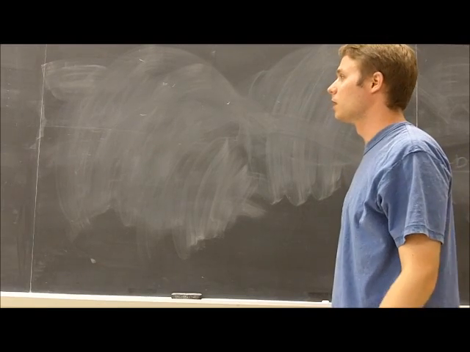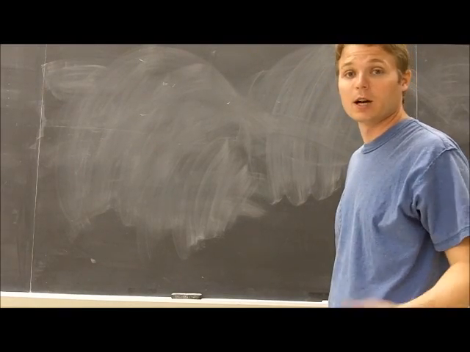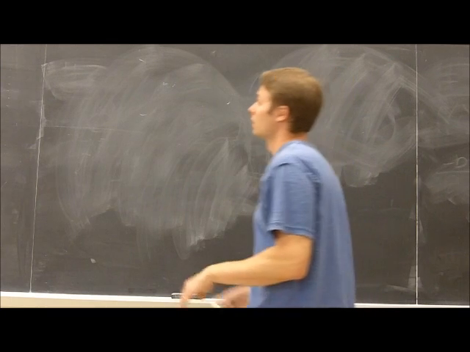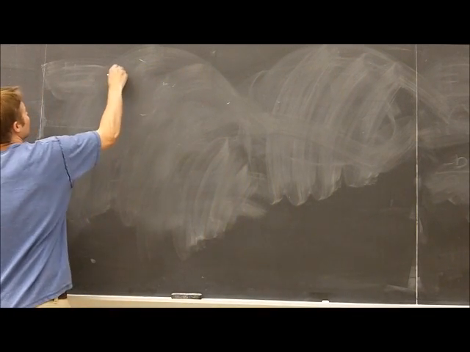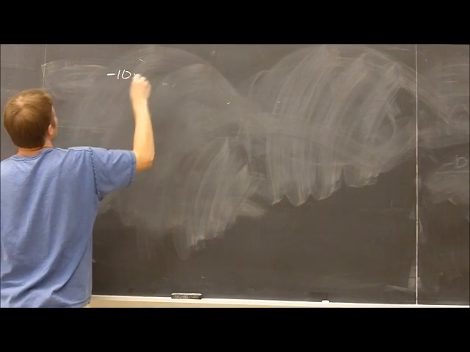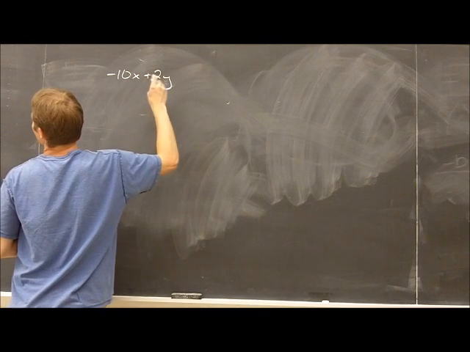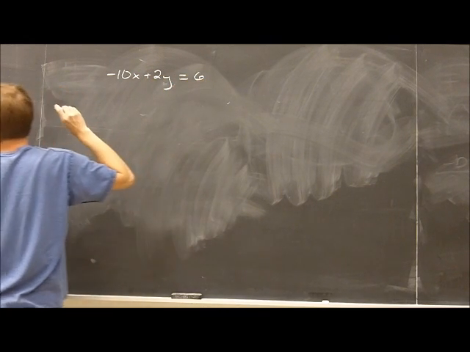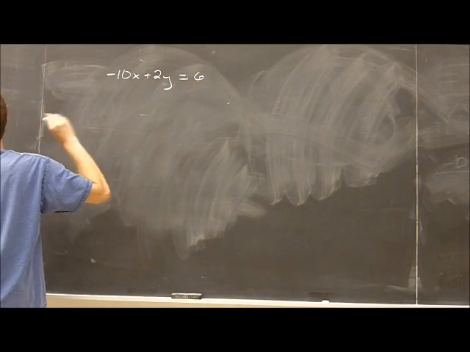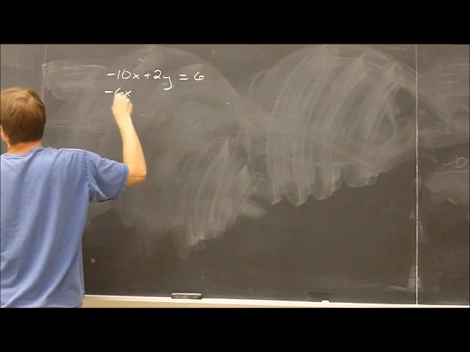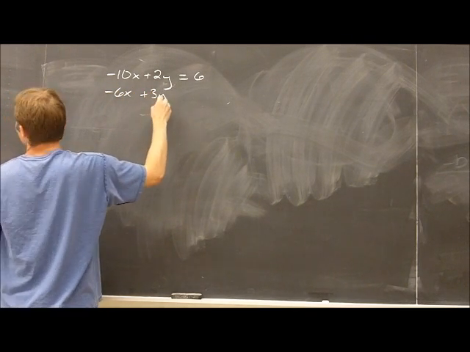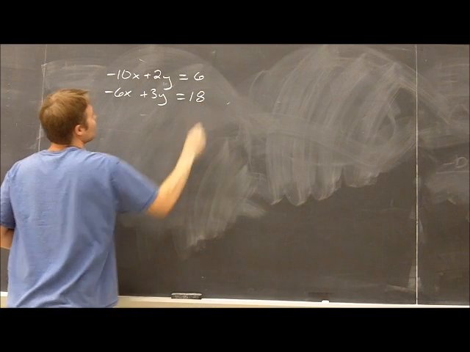So let's take a look at some of these systems of equations and see how we can solve them using our different methods. So we'll start off using the substitution method to do a few of these from the notes. So this first system, negative 10x plus 2y equals 6, and then negative 6x plus 3y is equal to 18.